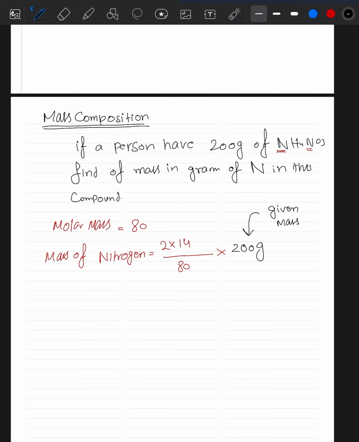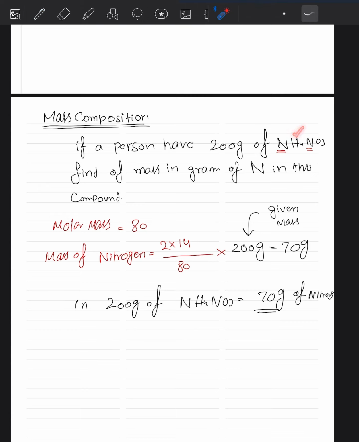So if we solve it, we get 28 over 80 multiplied by 200 gram, so we get 70 gram. So it means that in 200 gram of ammonium nitrate, NH4NO3, we have 70 gram of nitrogen. So we can answer like this: if we have 200 gram of ammonium nitrate, it will contain 70 gram of nitrogen, and in the same way we can also find out the mass of hydrogen and oxygen.